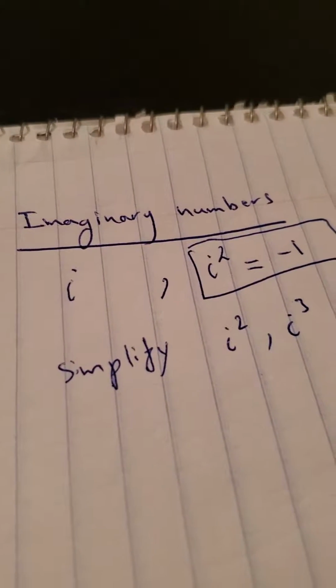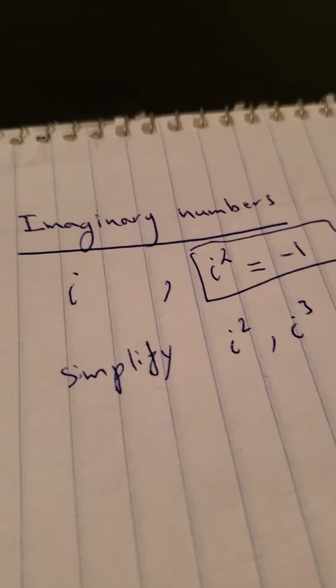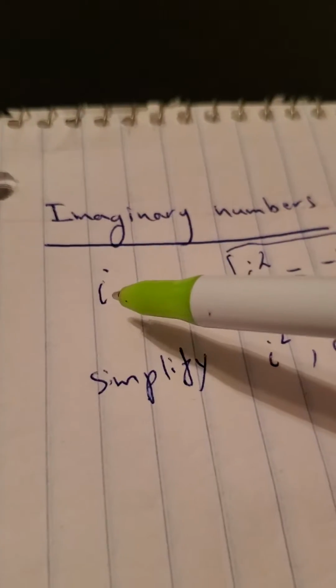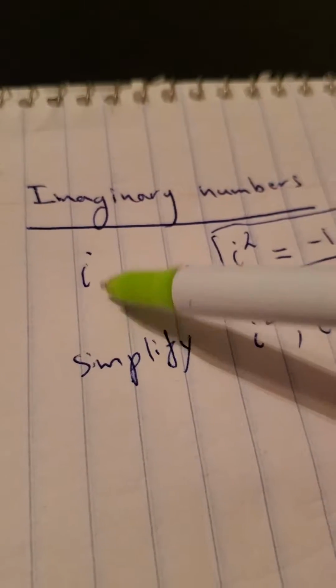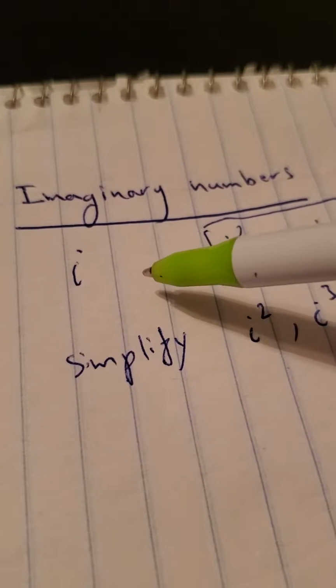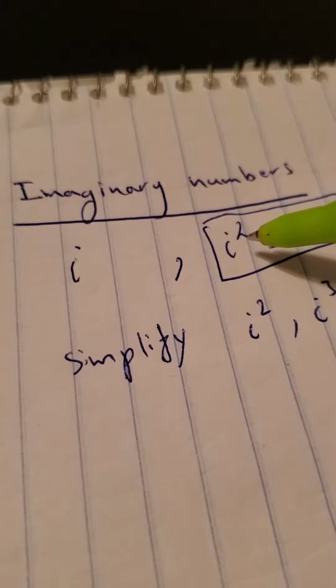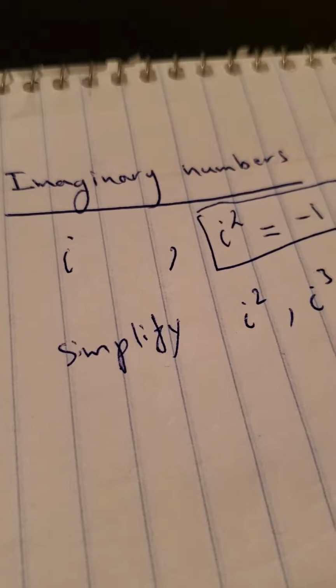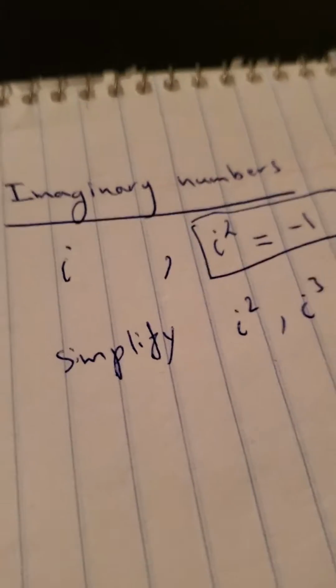Okay, so in this part we continue talking about imaginary numbers, and in the previous video we talked about i, and we said that i is an imaginary number whose square gives me -1. So i squared is equal to -1.